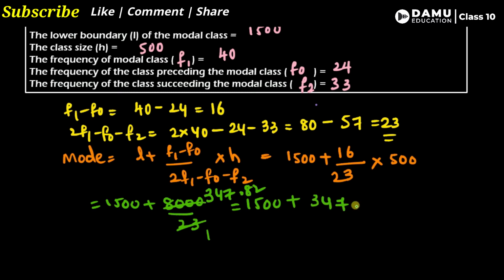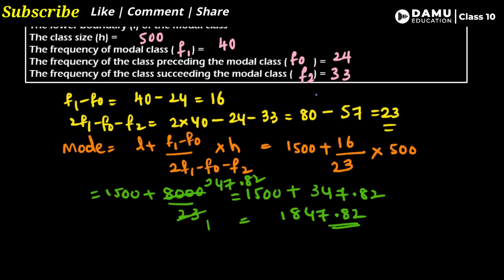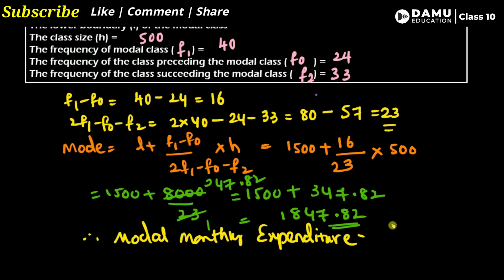So 347.82. If you add this to 1500, what answer do we get? 1847.82. So this is the value of the modal expenditure. Therefore, the modal monthly expenditure is equal to 1847.82 rupees. So like this we have to find it.